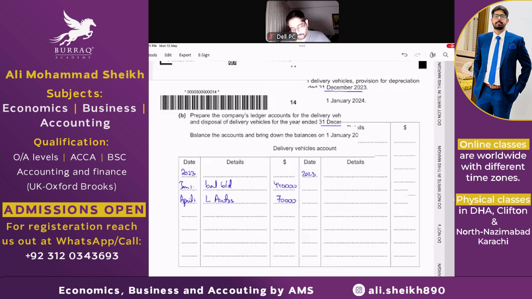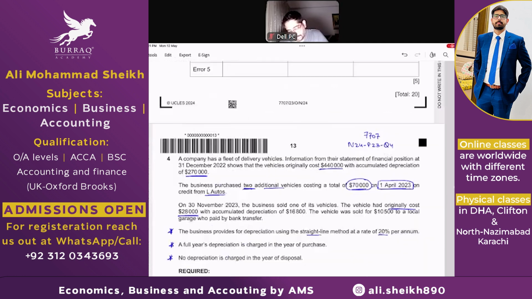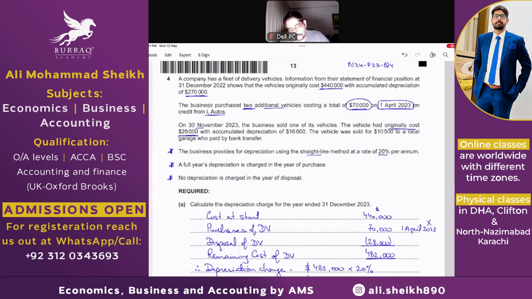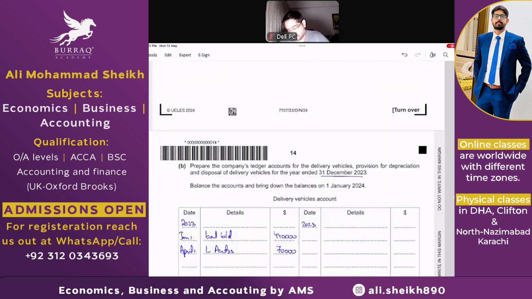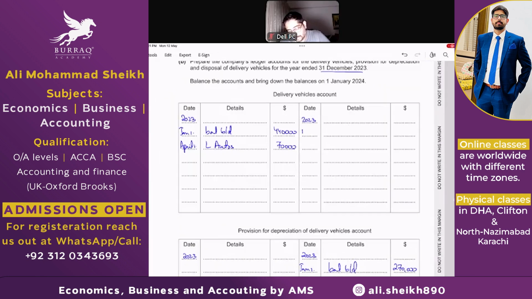And there was one disposal as well. On 30th November 2023, the business sold one of its vehicles which originally cost $28,000. I am repeating myself again. If you dispose of any non-current asset, in the cost account you have to mention the cost at which it was first bought. So on the credit side of my cost account, there would be November 30th. You are going to write disposal over here, and you need to put the cost figure. Okay, so the cost account is done.